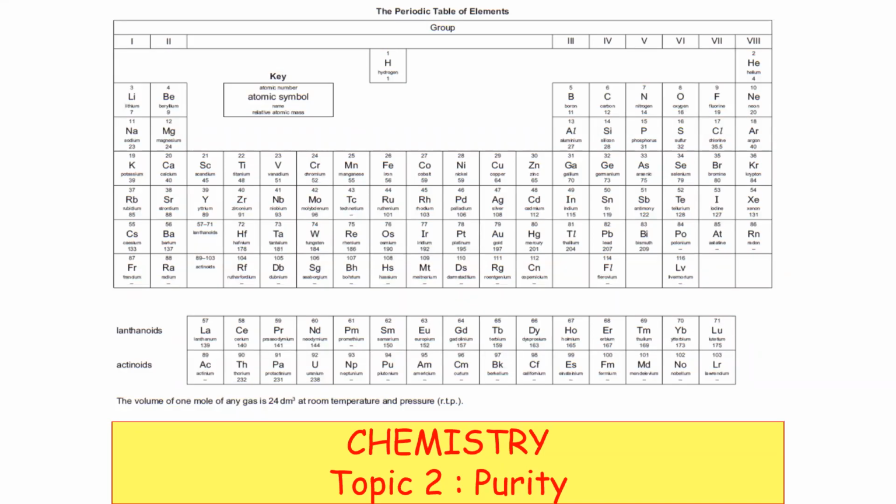So this is topic 2. In this session, we'll discuss the purity of a substance as well as the different separation techniques which we will use to separate the different substances from each other.